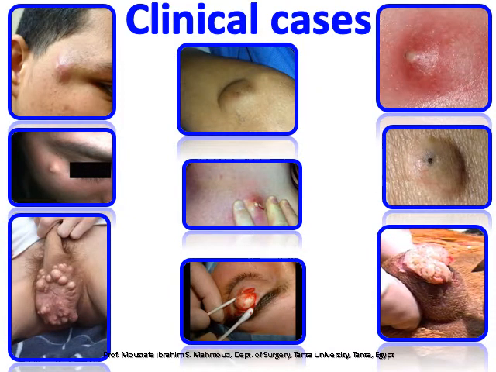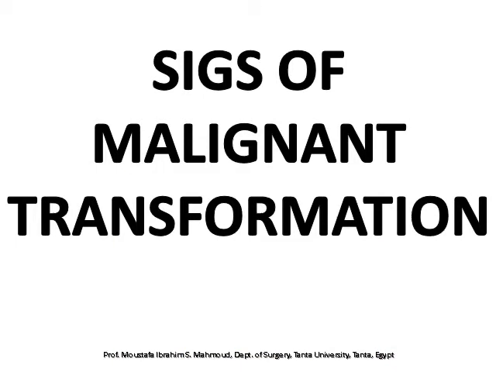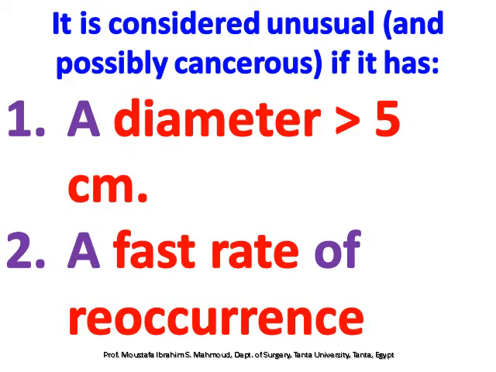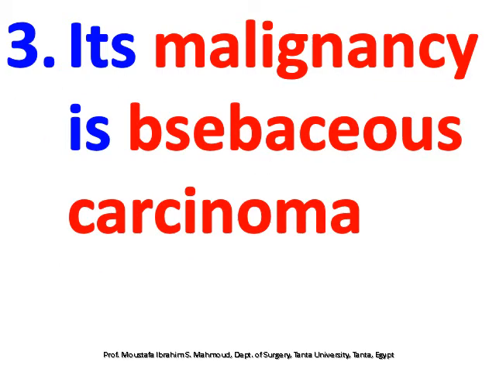Clinical cases: signs of malignant transformation. It is considered unusual and possibly cancerous if it has a diameter of more than 5 centimeters, or a fast rate of recurrence. Its malignancy is sebaceous carcinoma.